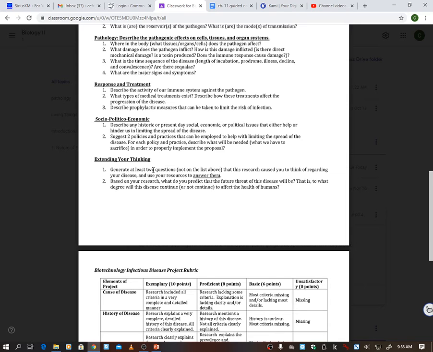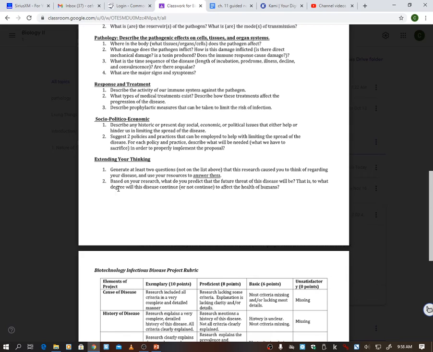Who has it hurt? So describe any historic or present-day social, economic, or political issues that either help or hinder us in limiting the spread of the disease. Suggest 2 policies and practices that can be employed to help with limiting the spread of the disease. For each policy and practice, describe what will be needed. So this is you guys. There is no right or wrong answer there. What do you think could help this?